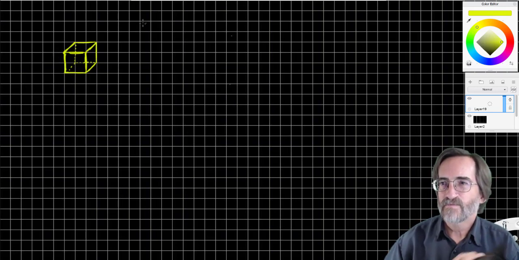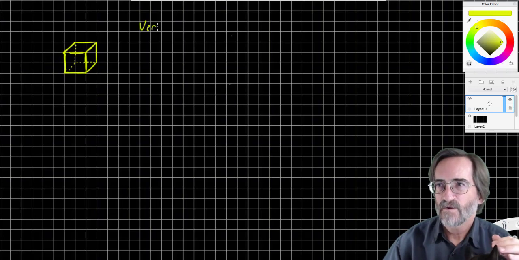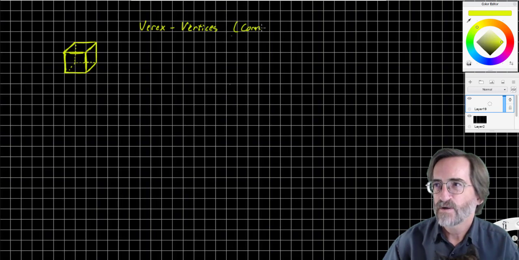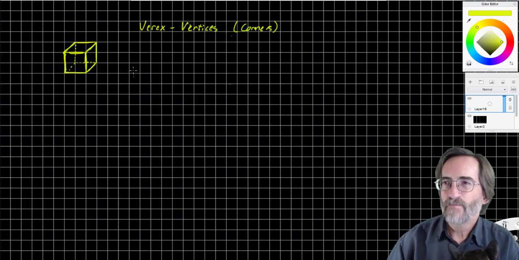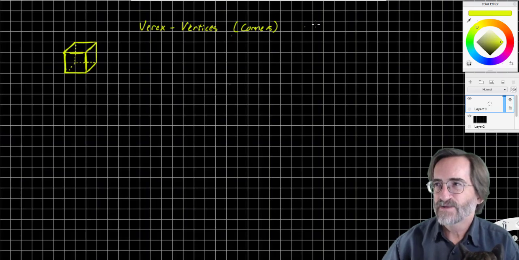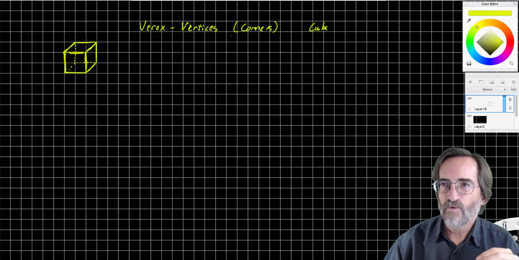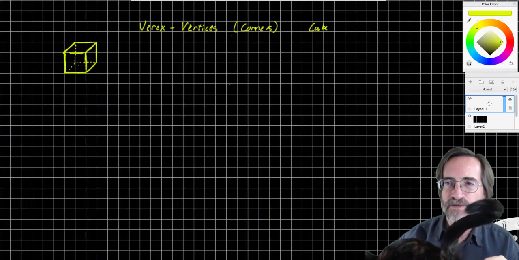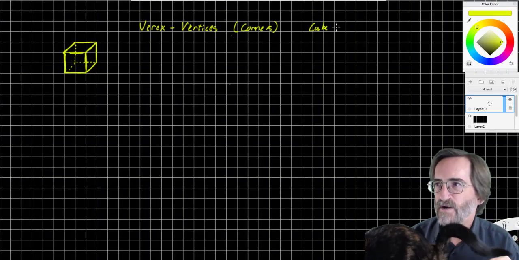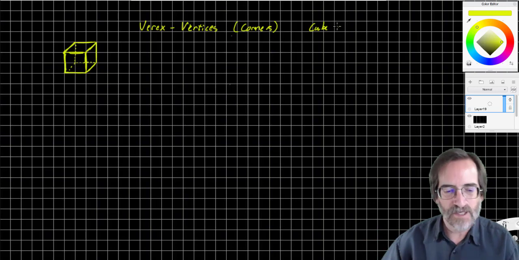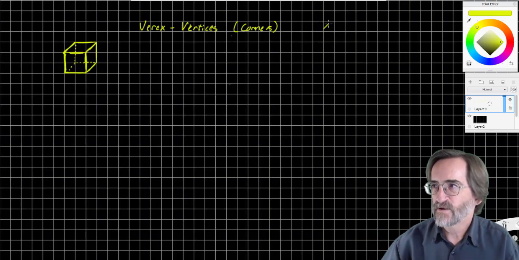And it has vertices. Vertex, singular. Vertices, plural. Another word for vertices is corners. The cube has 1, 2, 3, 4 vertices on top, 1, 2, 3, 4 vertices on bottom. So the cube has 8 vertices.